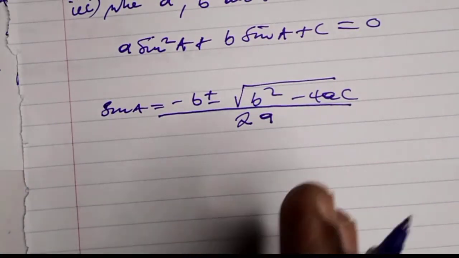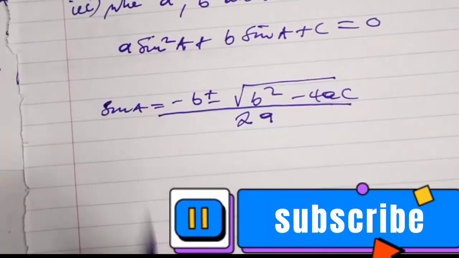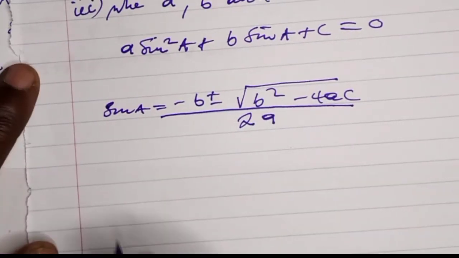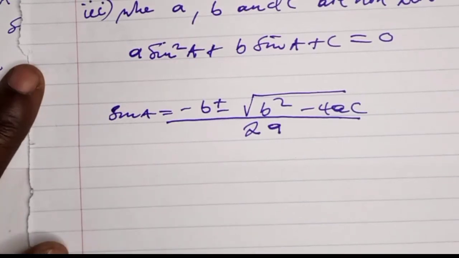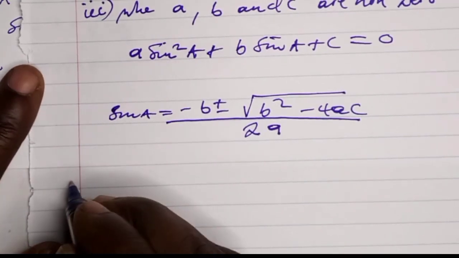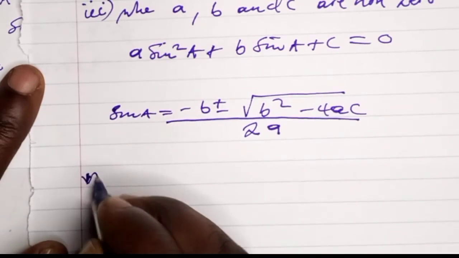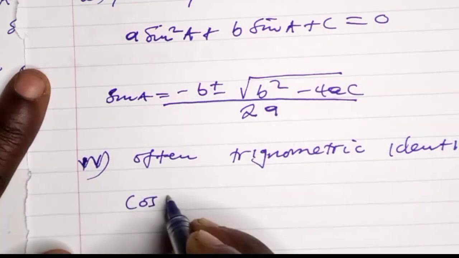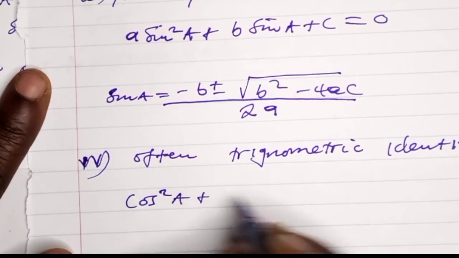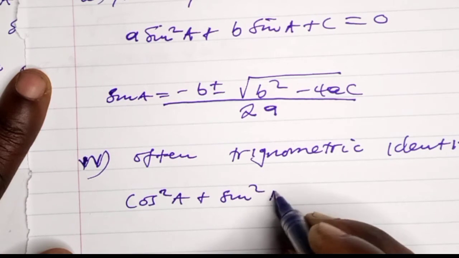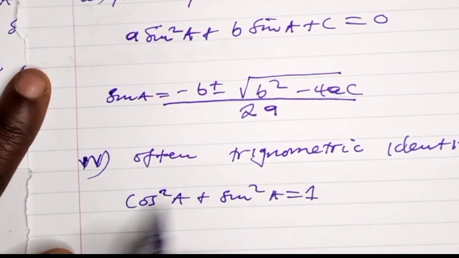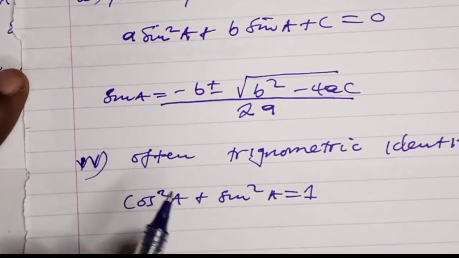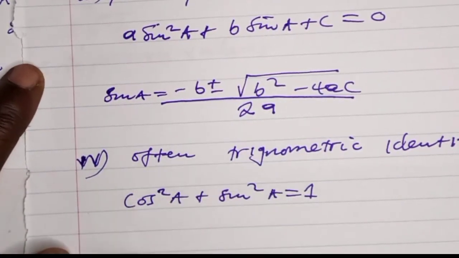So this is just an introduction to trigonometric equations. In trigonometric equations, there are some often-used identities which we normally use. Let's take the first one: cos squared A plus sine squared A equals 1. We all know that this is an identity. So we have to consider this kind of equation.